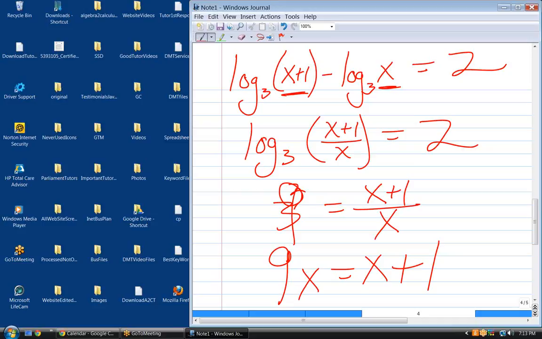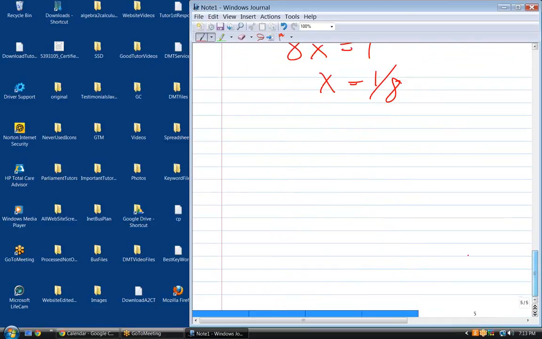Can you take the log of 0? No, you can't take it. It violates the domain. This number, the argument, has got to be a positive number. This is more restrictive than this.